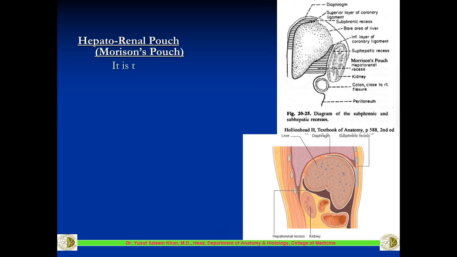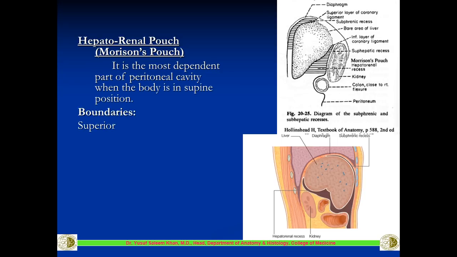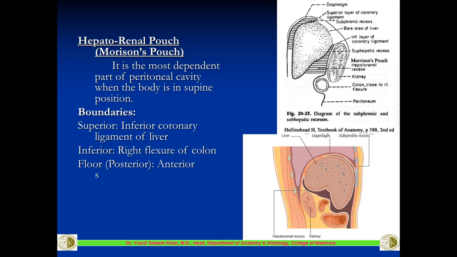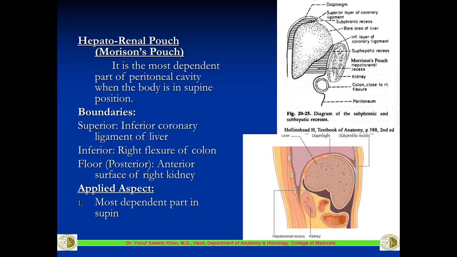This is called the hepatorenal pouch, or it is also called Morrison's pouch. This is a very important pouch, because this is the most dependent part of the peritoneal cavity when the body is in supine position. So if you lie down on your back, then this is the most dependent part. So we have to trace it.